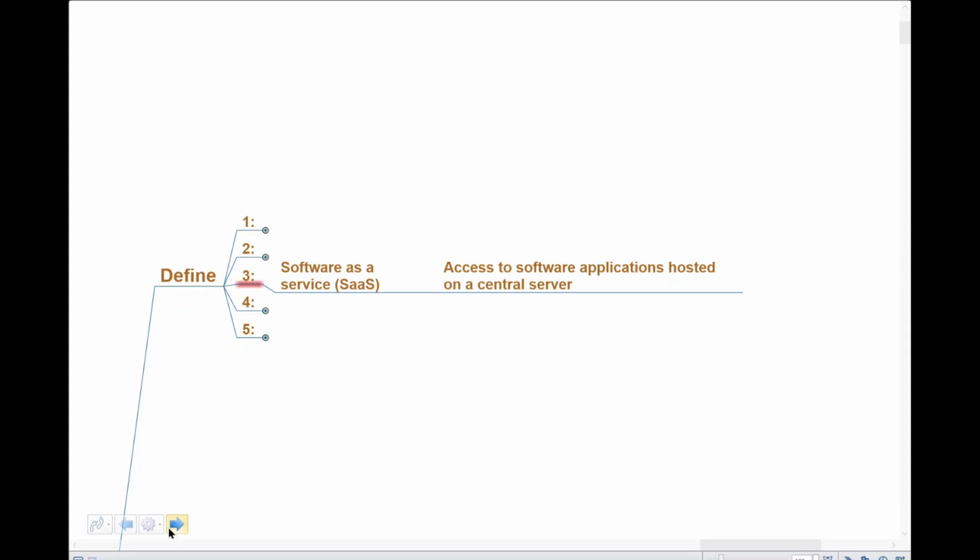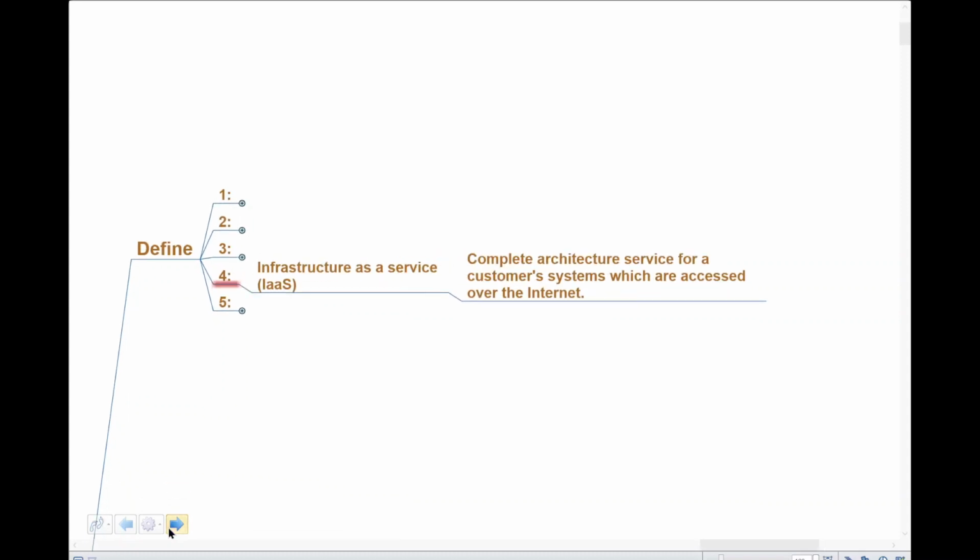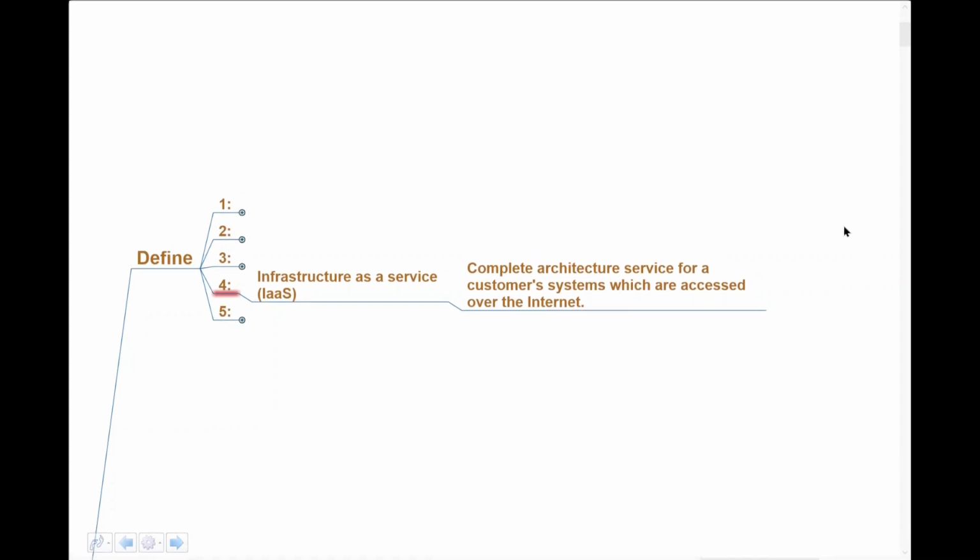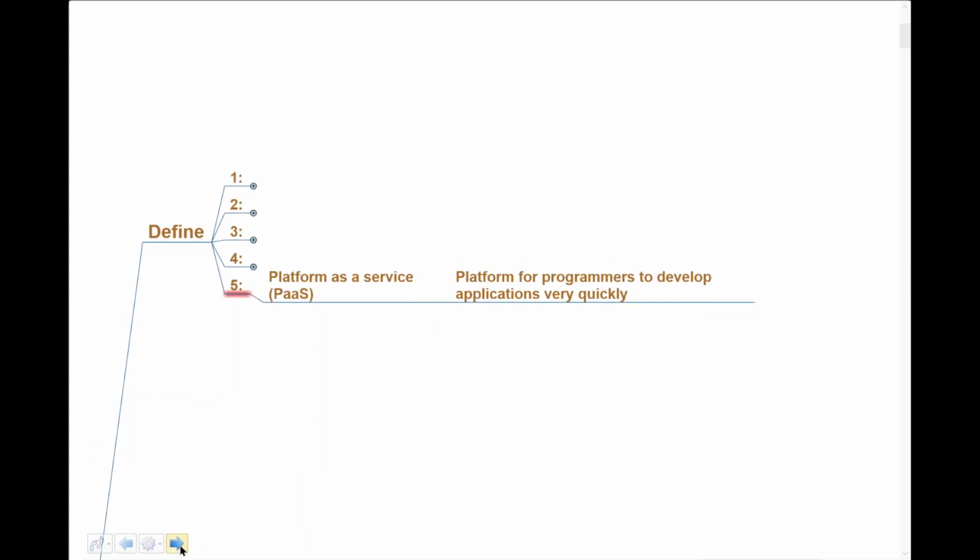Moving on from there, when we think about SaaS, we're talking about applications accessed via a central server, hosted on a central server. And indeed, linked into that, when we think about infrastructure, we're going the whole hog. We're talking about a complete infrastructure for a business, the architecture of a customer's systems, in effect being housed in the cloud and accessed over the internet. Taking that a step further, when we think of programmers using applications that can be accessed via the cloud, we're talking about a platform as a service.